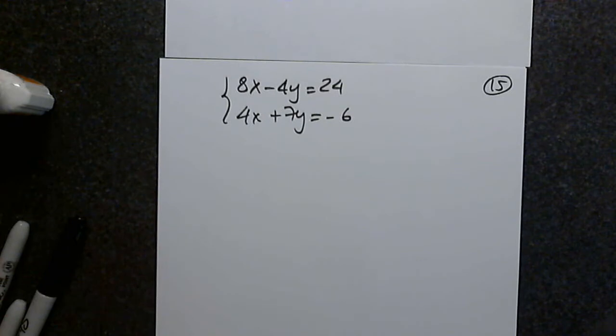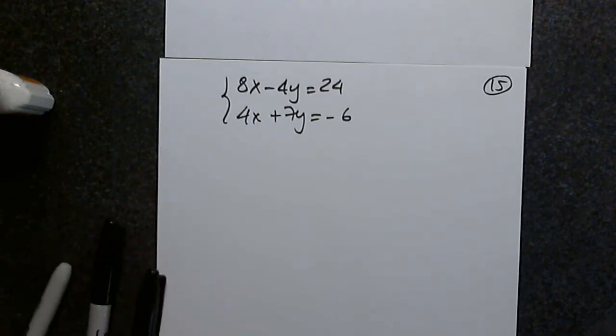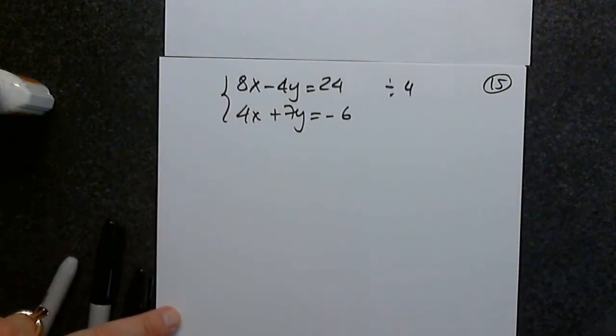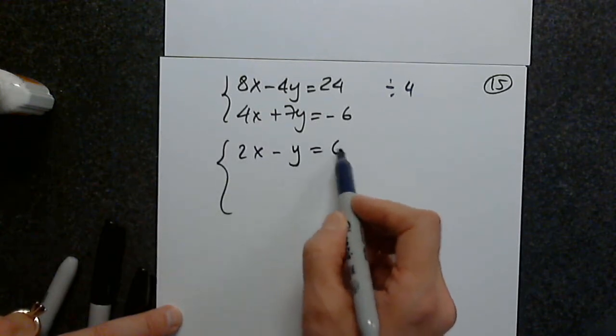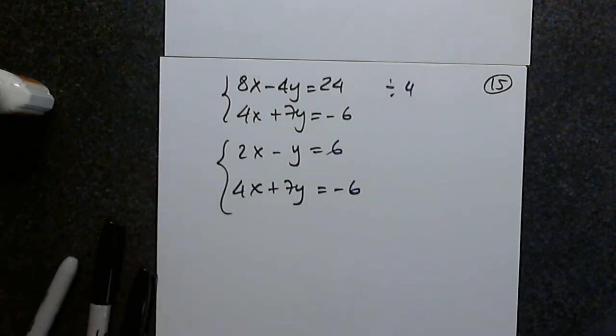Okay, so I'm looking at this problem, and this is what I would do first. Obviously, I will divide both sides of the first one by 4, because I can. And this is 2x minus y equals 6, and 4x plus 7y equals negative 6.